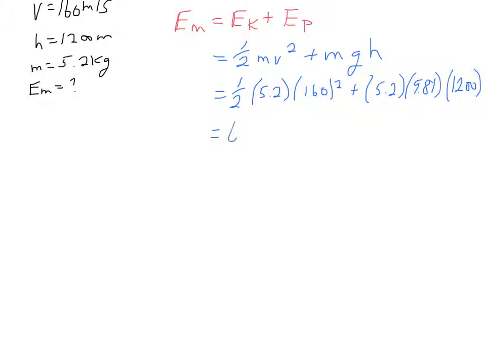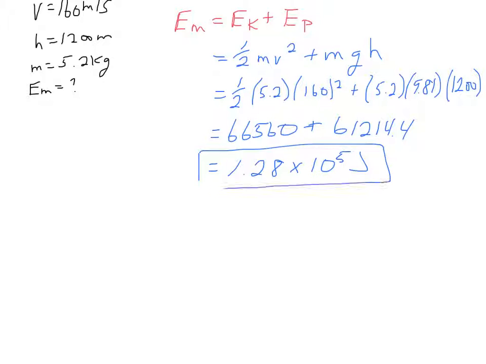When I do the math on that, I will get 66560 for my kinetic energy. I'm going to add that to my potential energy, which is 61214.4, and when we add them all together in scientific notation and significant digits, I'll get 1.28 times 10 to the 5 joules as the mechanical energy of that cannonball at the top of its trajectory.